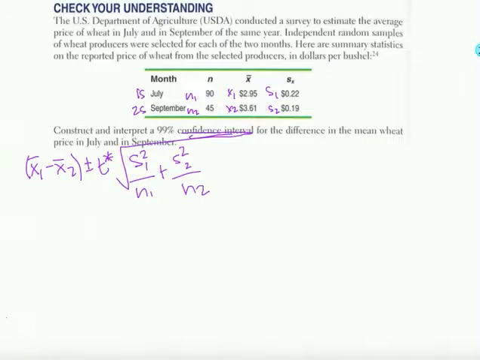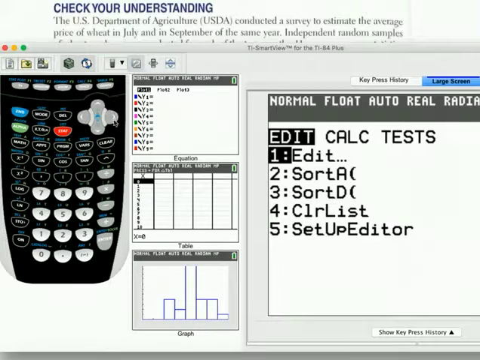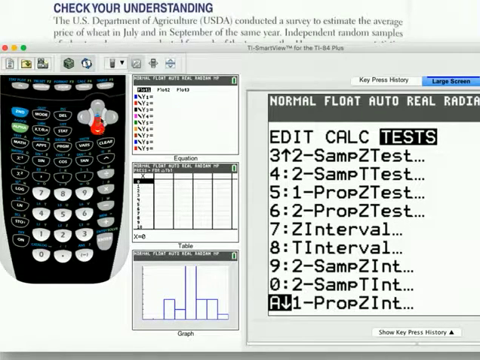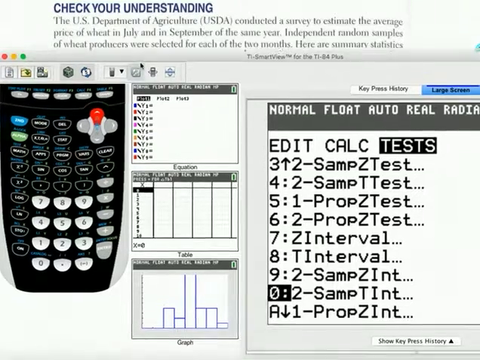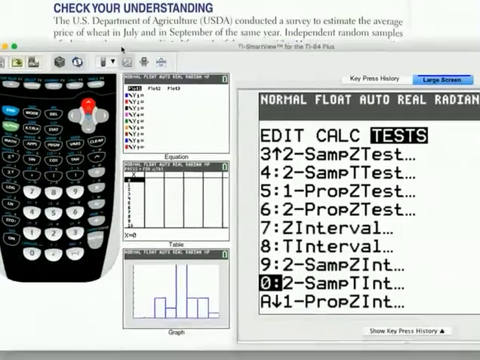Probably the easiest way to do this one is on the calculator. Because it tells us we're trying to find a confidence interval, that means that we are going to use one of the int tests on our calculator. So we're going to go over to tests, and we're going to go to the one that says 2 sample t int. The reason that we are using 2 sample t int is because it's asking us to find a confidence interval. We have 2 samples, and we use the t because in our formula that we were using, we had the t value.